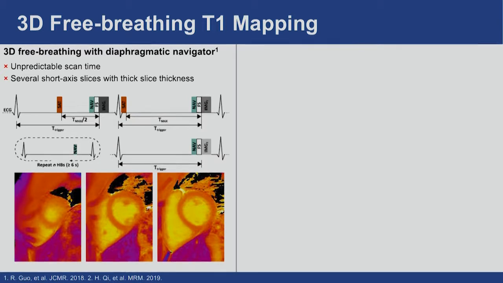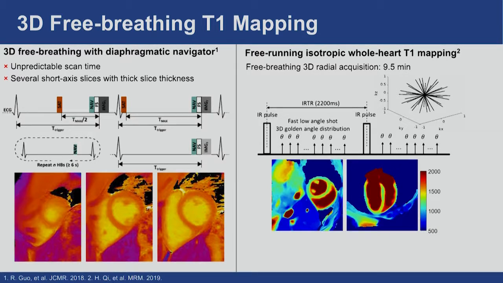For example, a diaphragmatic navigator has been used to enable 3D free-breathing T1 mapping. However, respiratory gating has low acquisition efficiency and may result in long scan times, and the through-plane spatial resolution is very low. Recently, we have proposed the free-running T1 mapping technique, where the acquisition is IR prepared, followed by 3D golden-angle radial sampling. With this technique, whole-heart isotropic T1 maps can be generated for multiple cardiac phases.